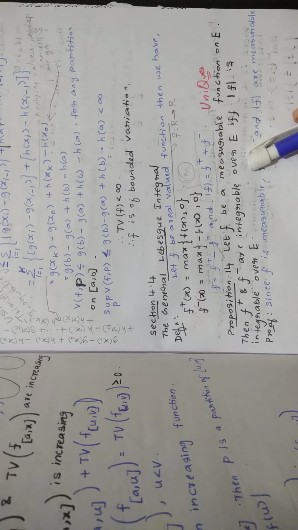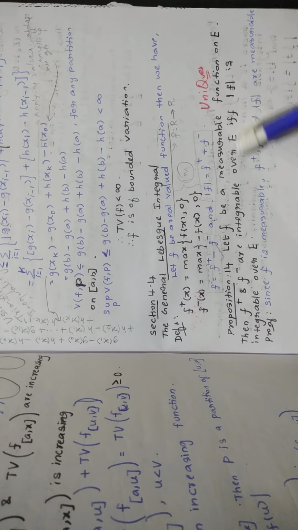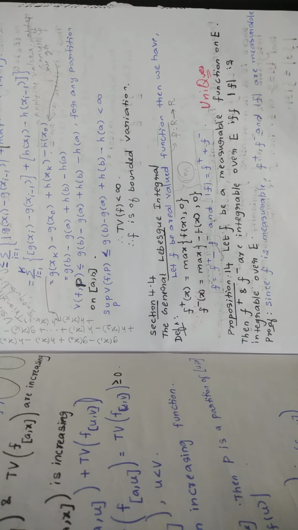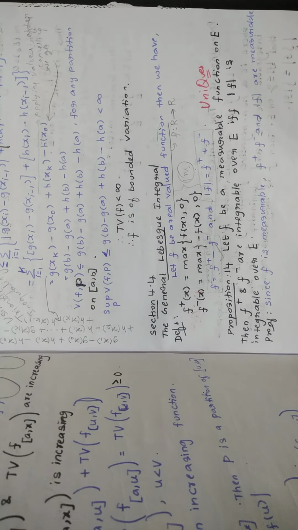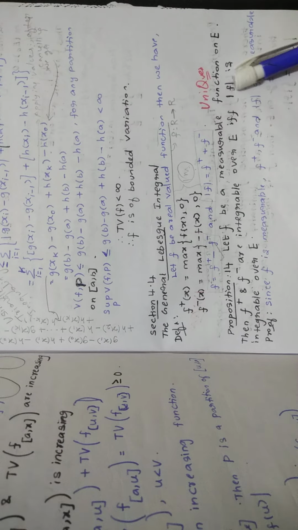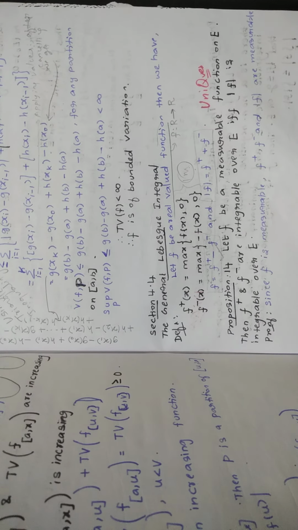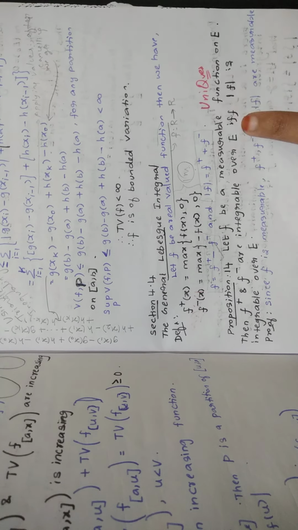So here you have the statement: f be a measurable function on E. You have a measurable set E, and within that measurable set E, you have a measurable function, that is f. Then f plus and f minus are integrable over E if and only if mod f is integrable over E. If mod f is integrable, then f plus and f minus are integrable; if f plus and f minus are integrable, then mod f will be integrable. This is what the proposition is, an if and only if.